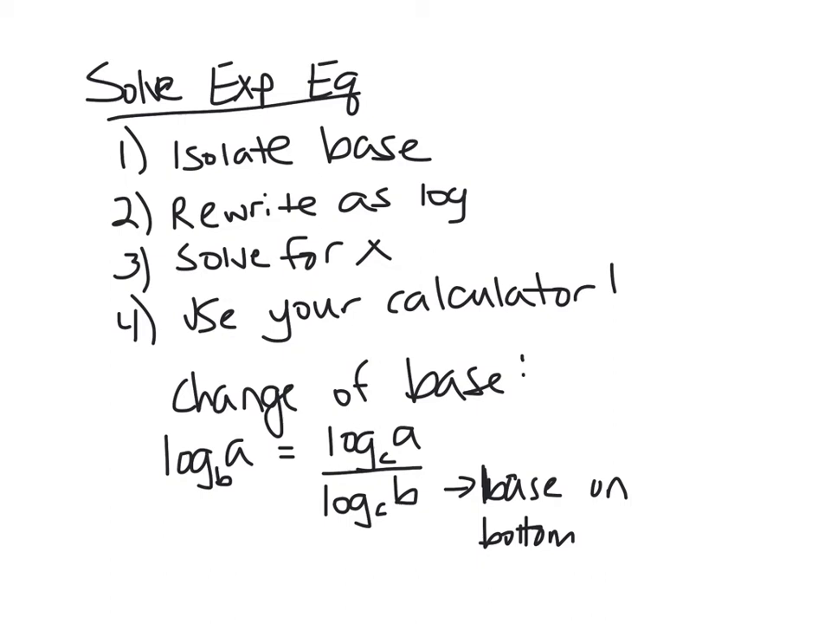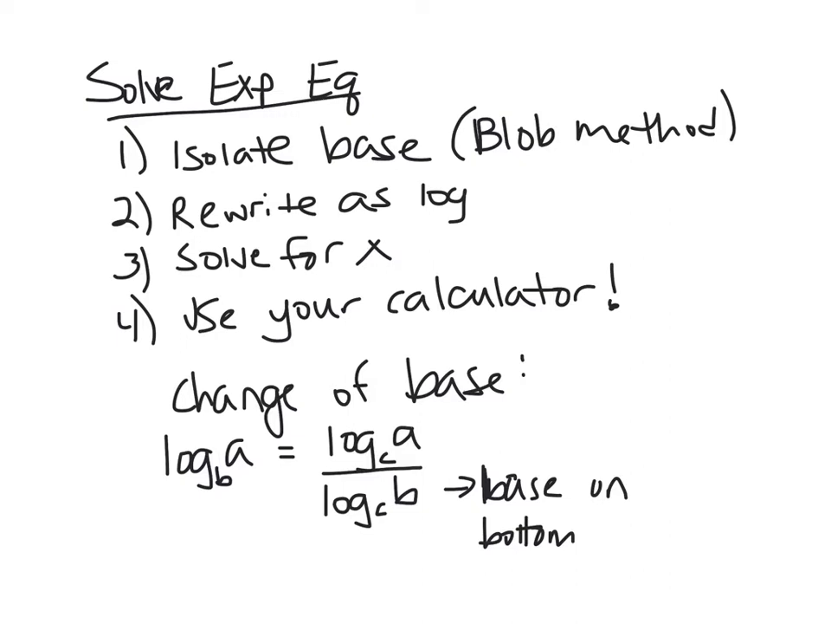Today we're going to look at how to solve exponential equations. This involves just a few steps. We're going to isolate the base, like what we've done before using the blob method. Once we've done that, we're going to convert it from an exponential equation to a logarithm. We're then going to solve for x if that's necessary. And last, we're going to use our calculator to get our decimal answer.